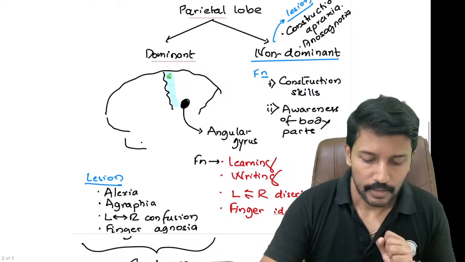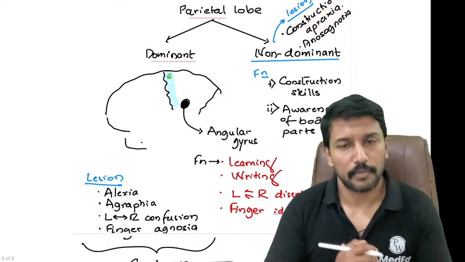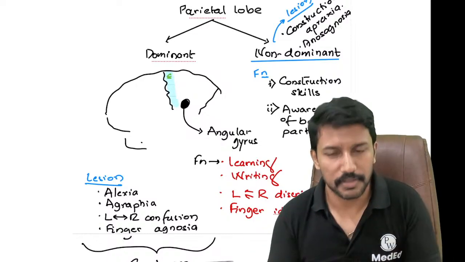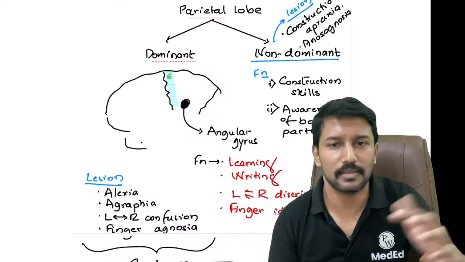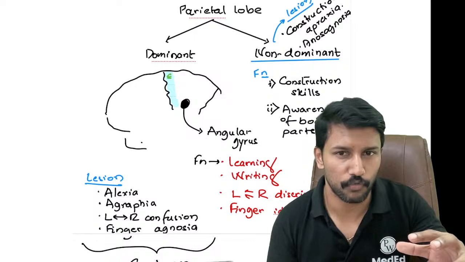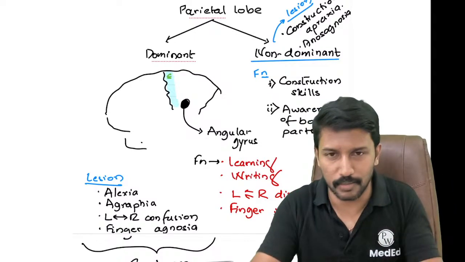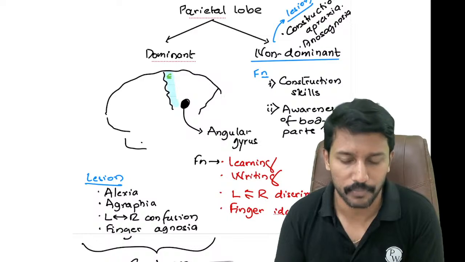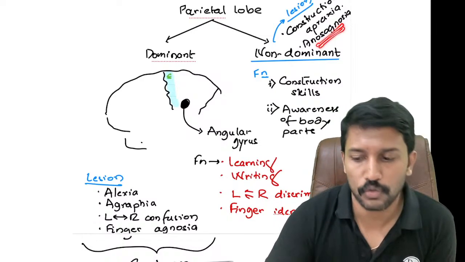It is easy to identify constructional apraxia. All I have to do is give some cubes or some objects to the patient and ask him to make a shape or construction out of it. Build a tower or arrange them like a rectangle. If he fails to do it, then I know he has constructional apraxia. But how to identify anosognosia?